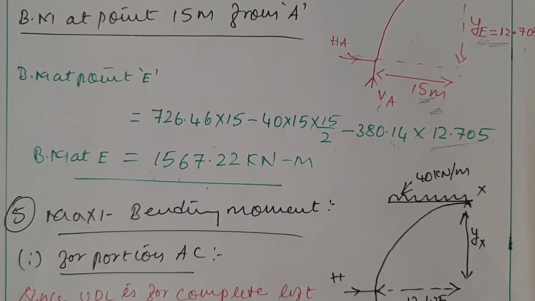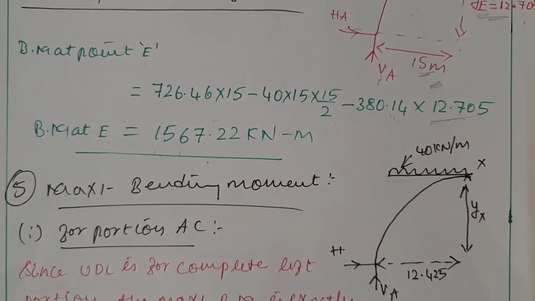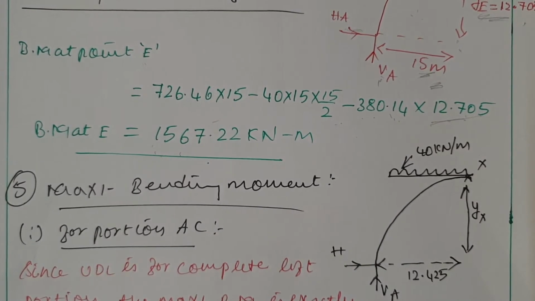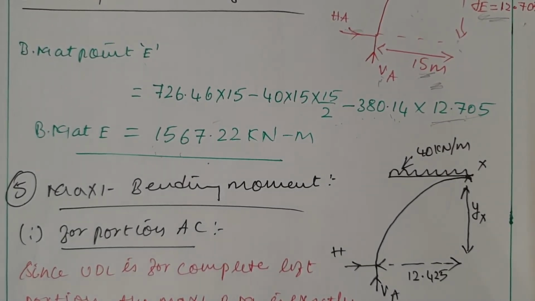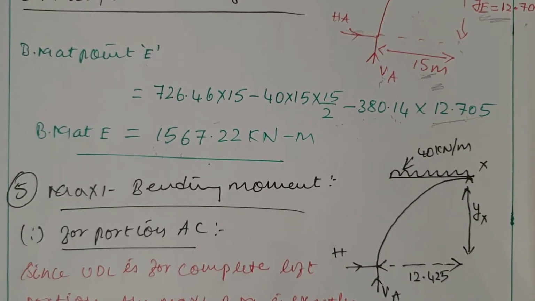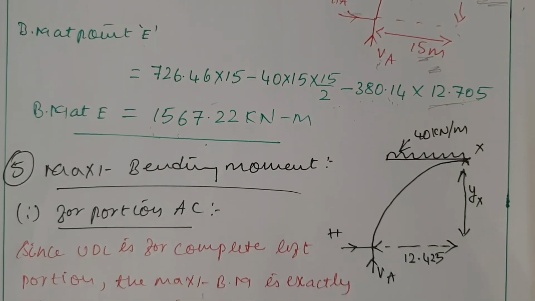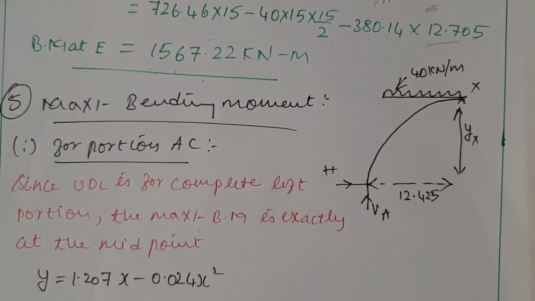As I told earlier in the previous problem also, maximum bending moment we will get at the point where the point load is acting, or if it is a UDL acting throughout the span, the maximum bending moment will be exactly at the center. Okay, that's what I consider. First I am considering portion A to C.